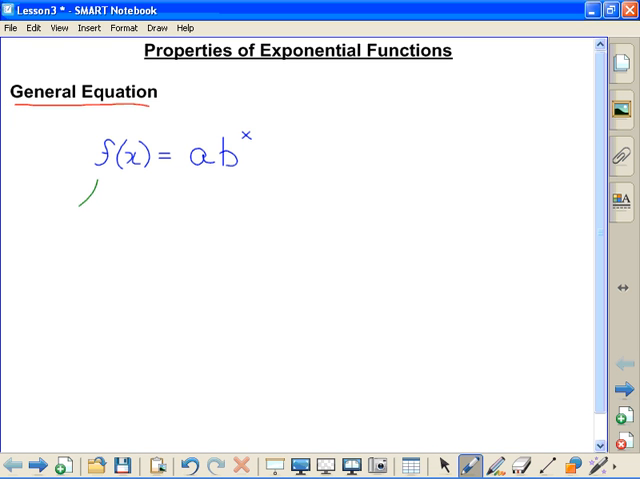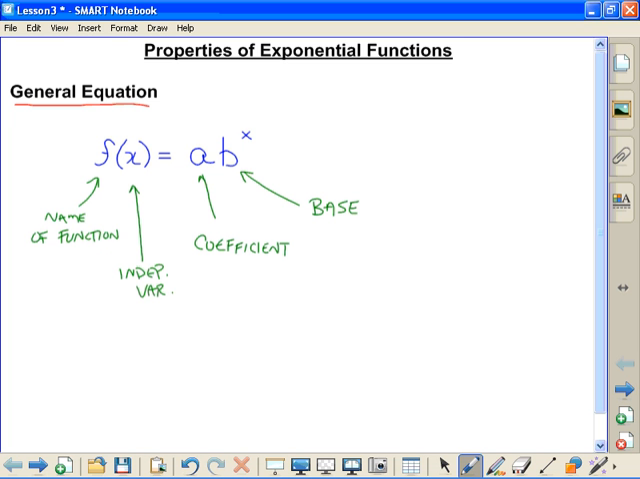So again, we have the name of the function, the independent variable. Our a value is our coefficient. Our b value is the base, very important. And then there's our independent variable in the equation itself. So all the exponentials that we're going to deal with this semester, the general equation is f of x equals a b to the exponent x.